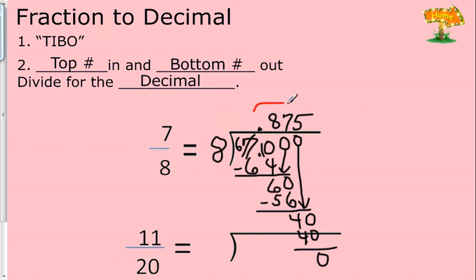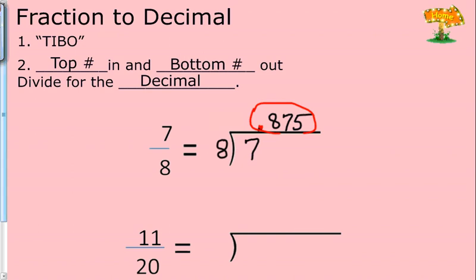7/8 is the same thing as 0.875, or 875 thousandths is the proper way to say it. Okay, our second example problem is 11/20. Now, since I don't have room right here, I'm going to write it over here to the side. Again, we're going to TBO. That means we're going to put our top number in. So this time we're going to have 11 divided by 20. And bottom number out. Top number in, bottom number out.